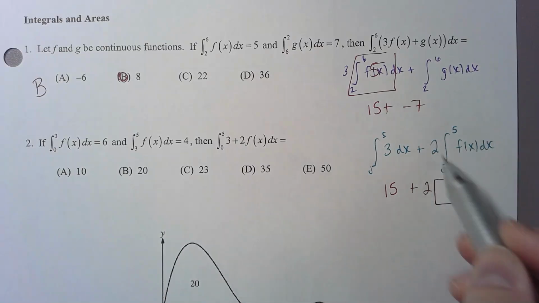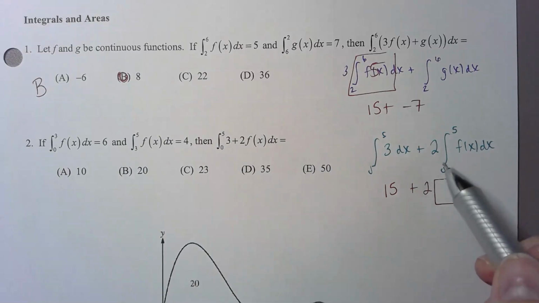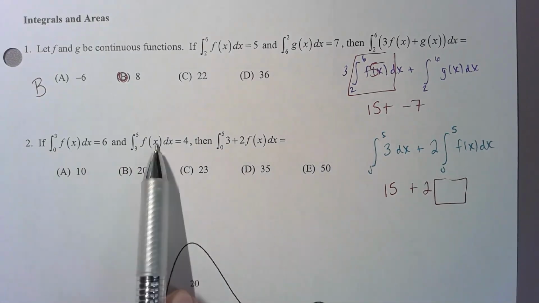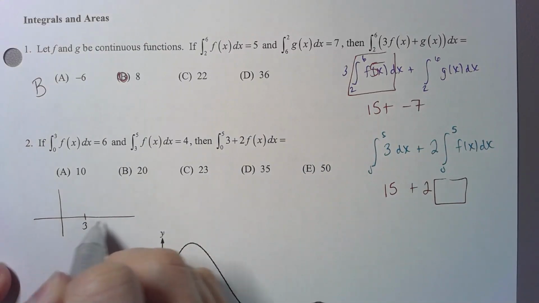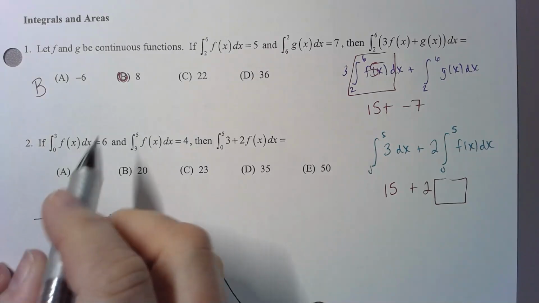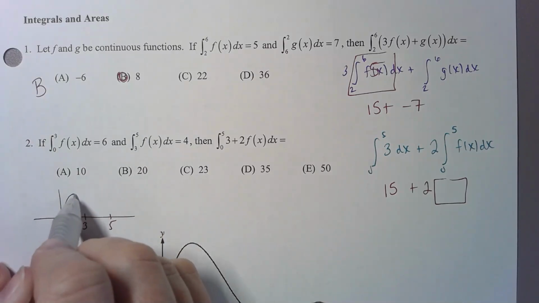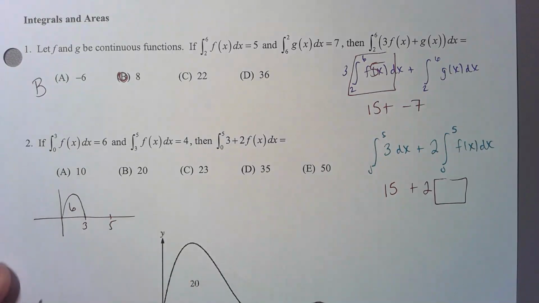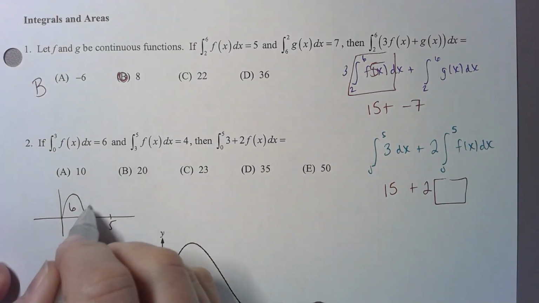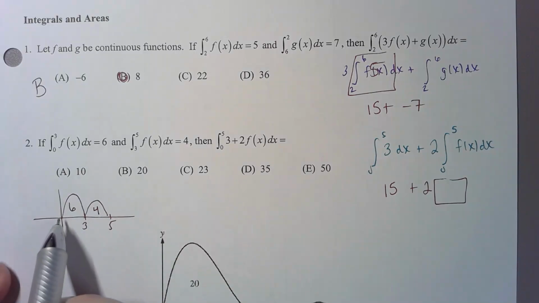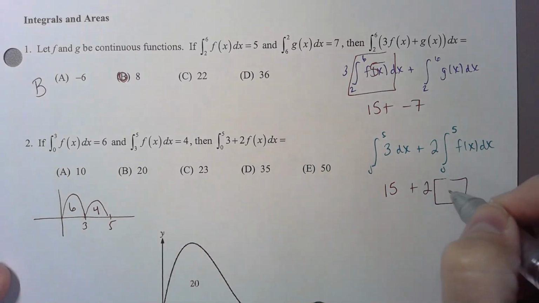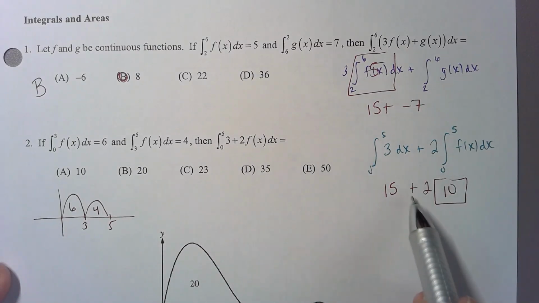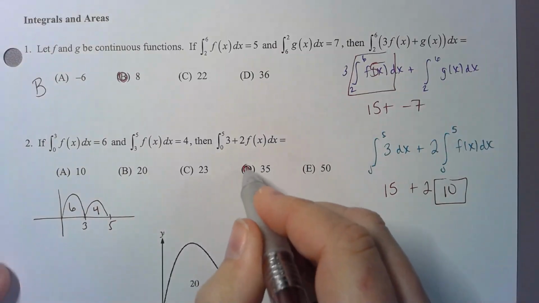So this is 15 plus 2 times blank. So we need the value of the integral of f from 0 to 5, which we do not have. I'm just going to draw a picture here. They told us, this is not a great picture, but they said the area from 0 to 3 is 6. The area from 3 to 5 is 4. Well, the additivity property tells us then the area of the whole thing is 10. And 15 plus 20 is where we get our 35 from.